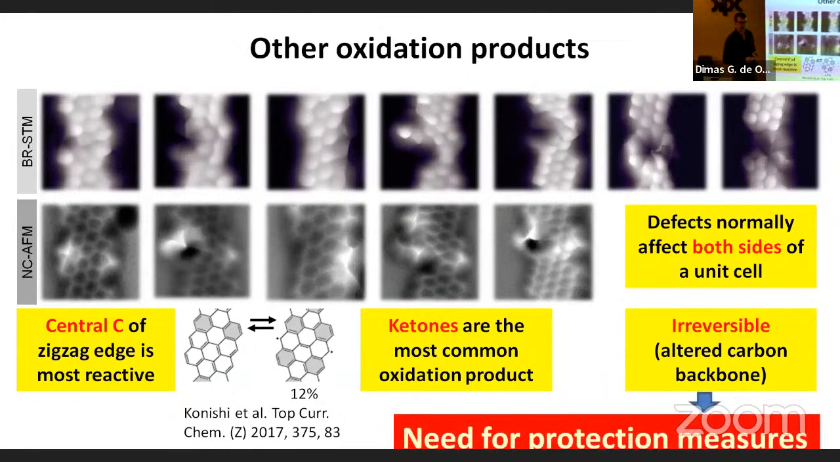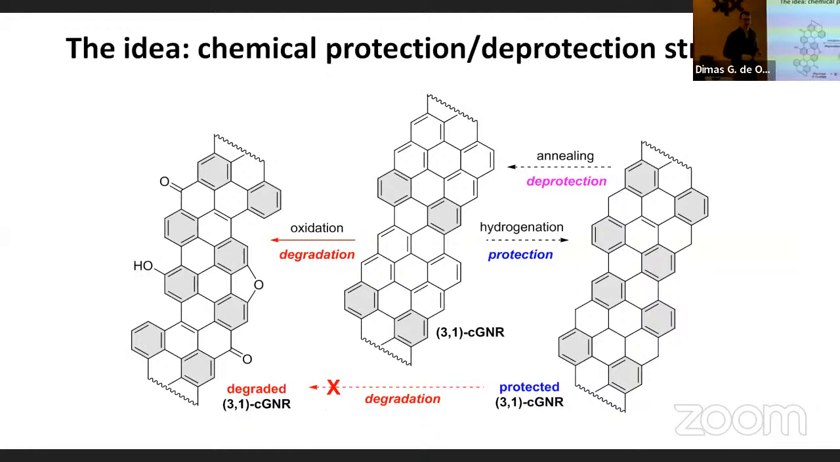And this is what we tried to attempt. We thought, okay, how can we synthesize these ribbons and protect them? When conventional organic chemists in solution have protection problems, they use this protection-deprotection method. They protect them with some chemical functionalities that they can remove afterwards. So we thought, okay, let's try to do something like that with this on-surface synthesis approach. And this is the idea we came up with.